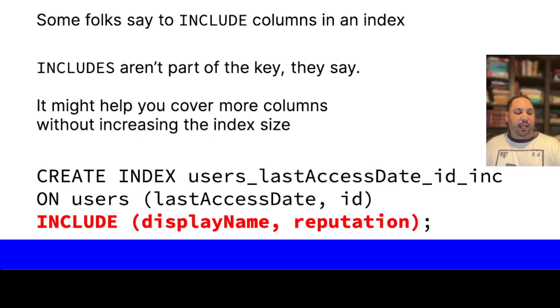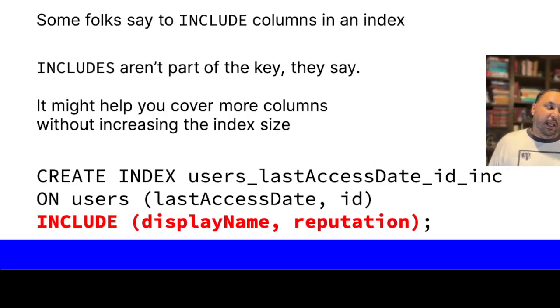If I were to create a new index, here's the create index command. I'm going to call it users last access date ID includes, on users, on the last access date and ID. So those two columns we're going to sort on, just like our original two-column index. Then I'm going to include display name and reputation. That means I want you to put these in the index, but I don't want you to sort on them. I just want to have the data available. It's not actually part of the index key itself. It's just sort of sitting there nearby.